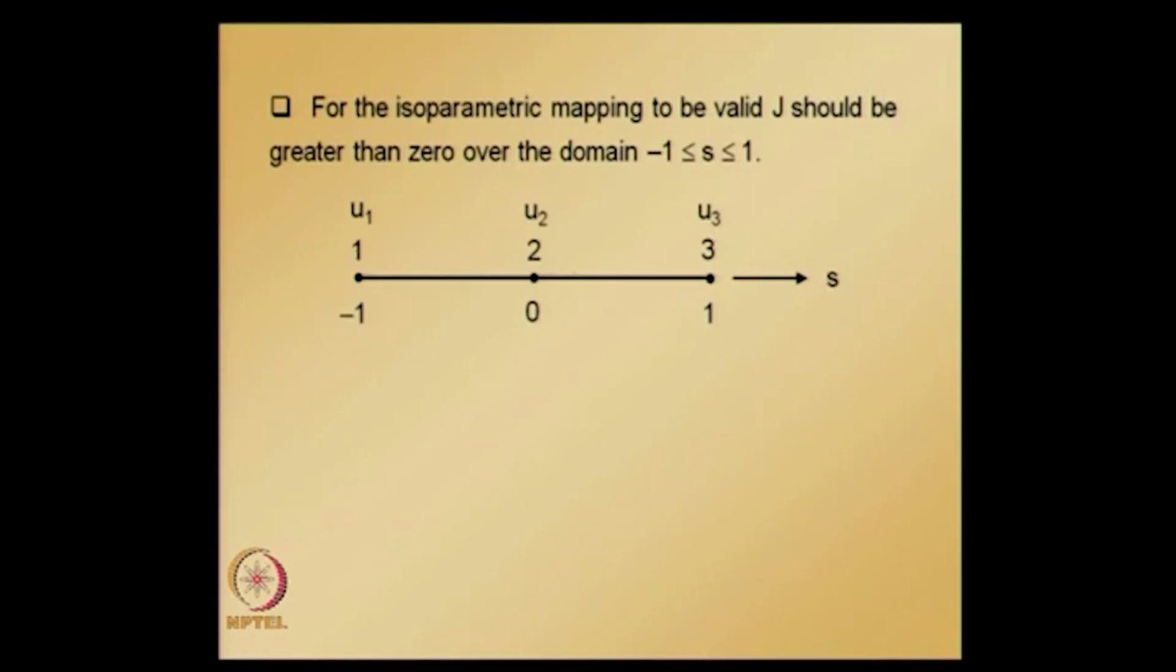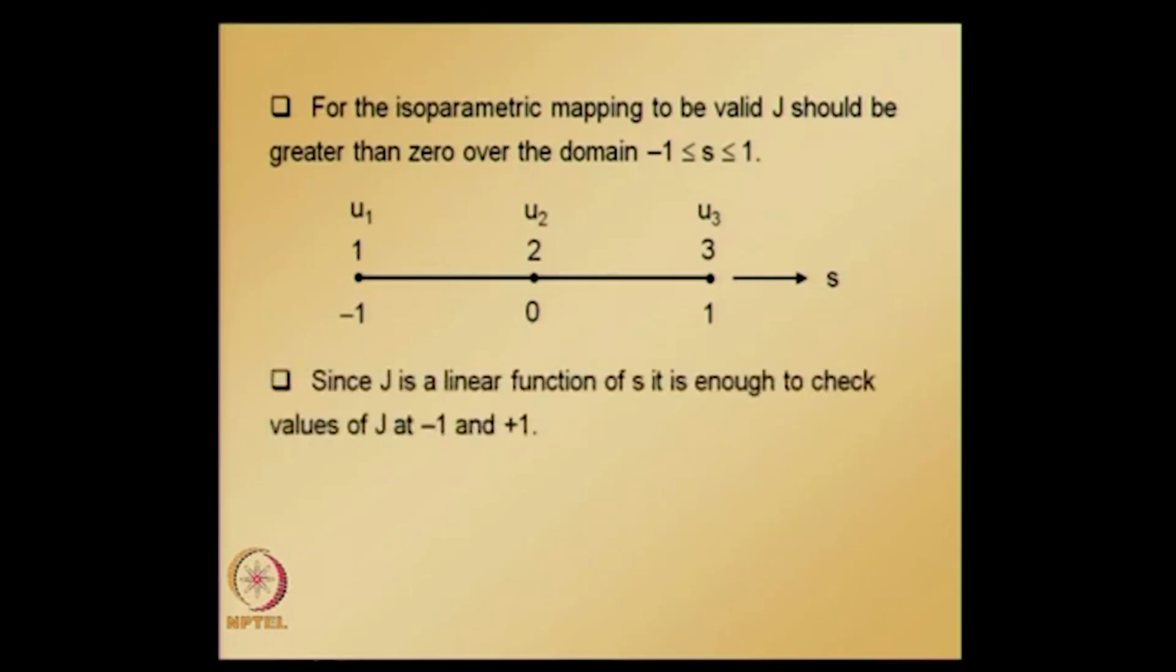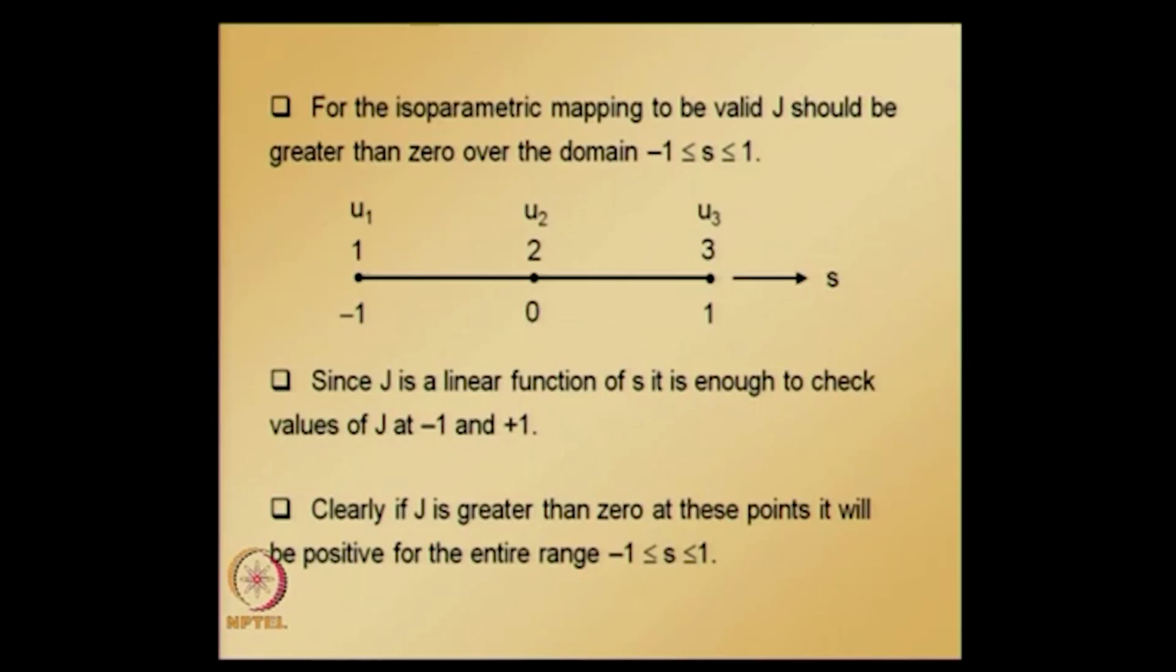For isoparametric mapping to be valid, J must be greater than 0 over the domain s going from minus 1 to 1. Since J is a linear function of s, it is enough to check the values of J at s equal to minus 1 and s equal to 1. Clearly, if J is greater than 0 at these points, it will be positive over the entire domain s going from minus 1 to 1. So that is the condition we are going to apply to get the required conditions to avoid singularity in the Jacobian.